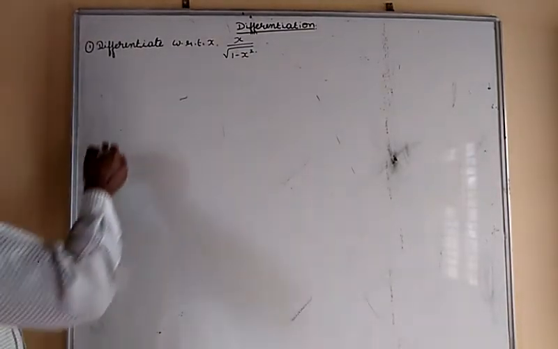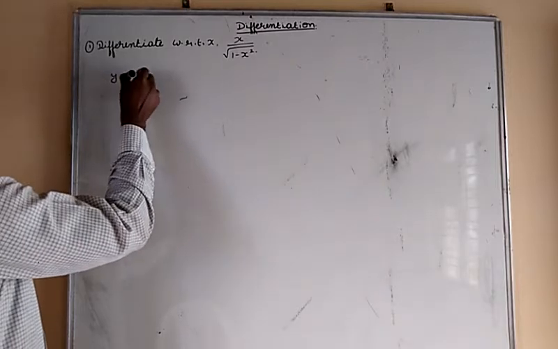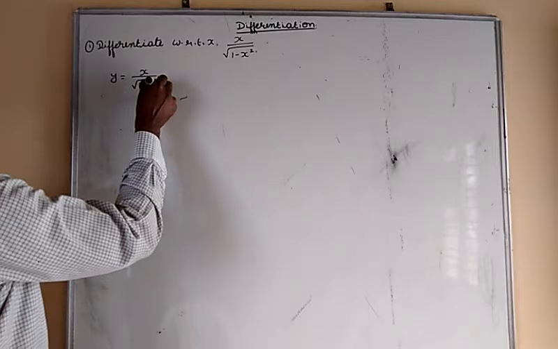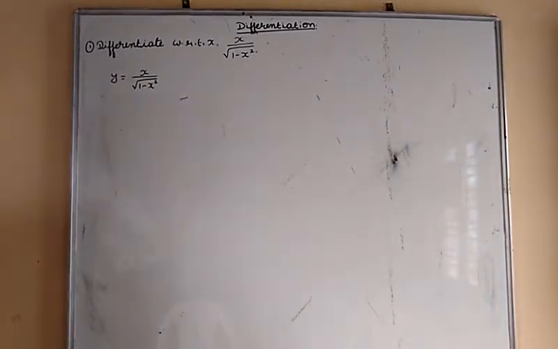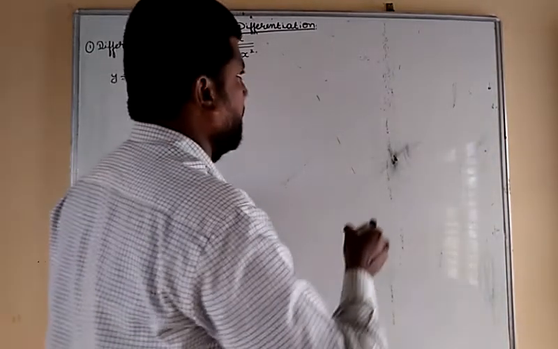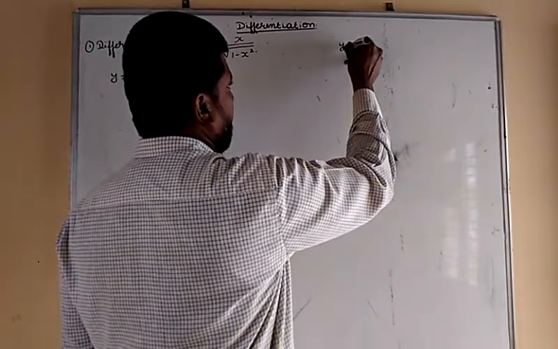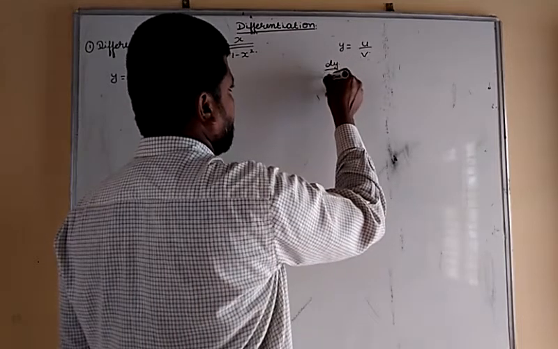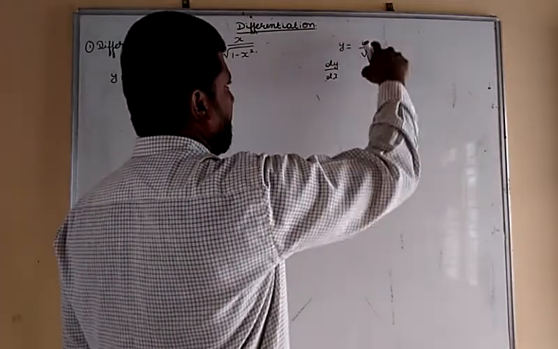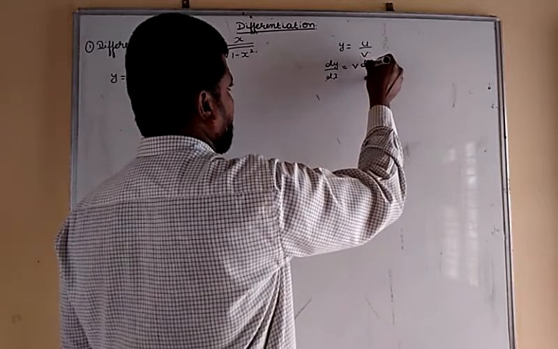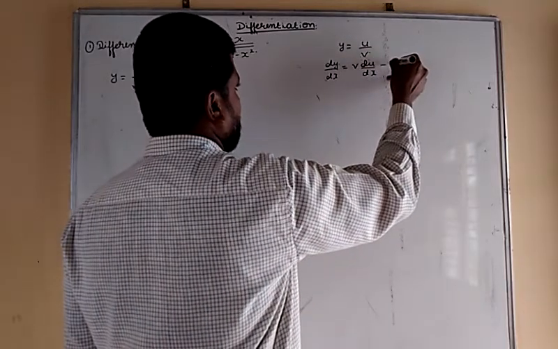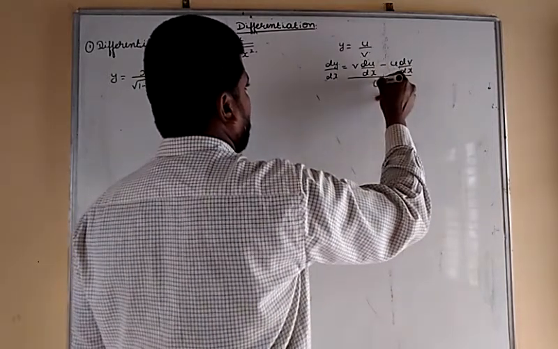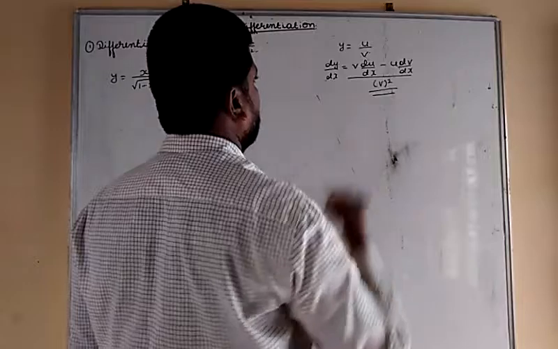This question is in the form of u by v. It means it is in the form of fractions. Okay, so you know the formula. If it is in fractions, you have to take the quotient rule. You already know the formula of the quotient rule. Let us recall once again. y is equal to u by v. Differentiation of y with respect to x. So u is the numerator, v is the denominator. Denominator differentiation of numerator minus numerator differentiation of denominator by denominator whole square. So this is the formula for the quotient rule.